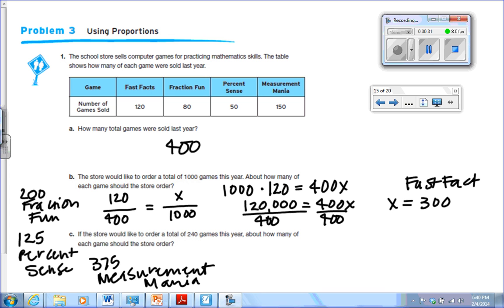Okay, so hopefully you checked yourself and you got the right answers. I'm going to let you at this point go ahead and work the rest of the problems in problem 3, and then I'm going to provide an answer key for you in class for you to check yourselves.